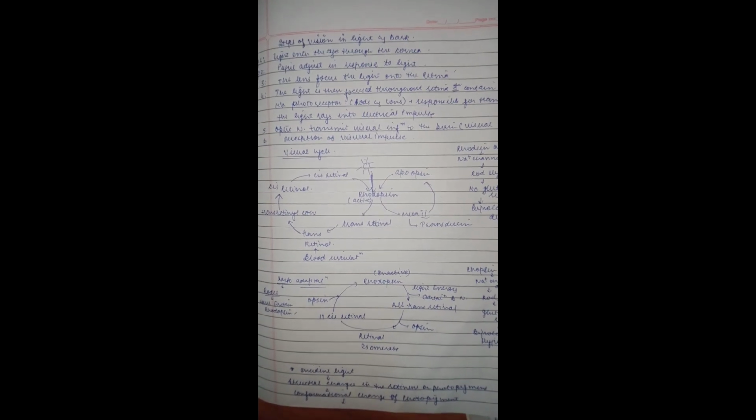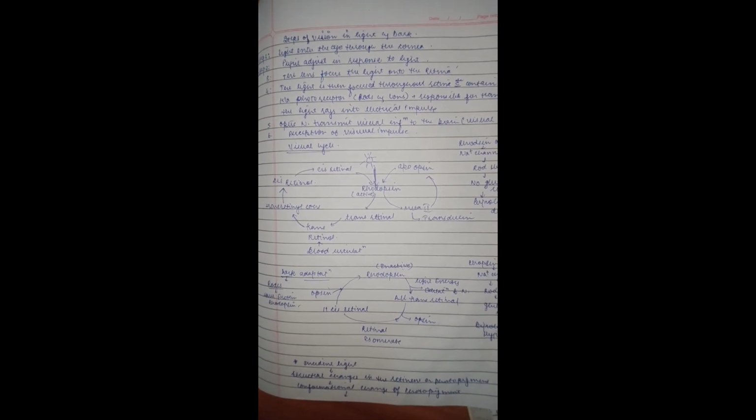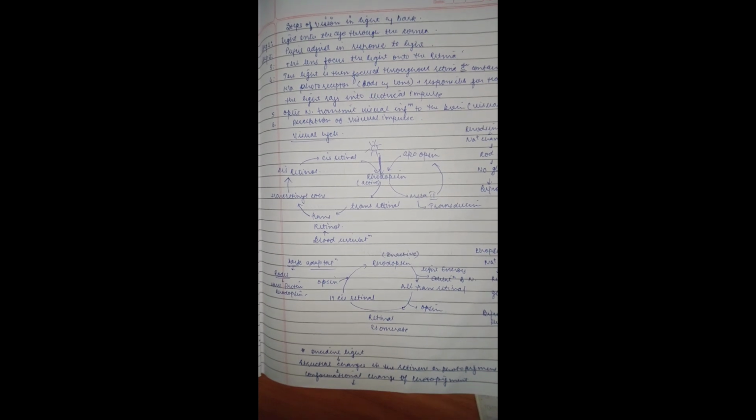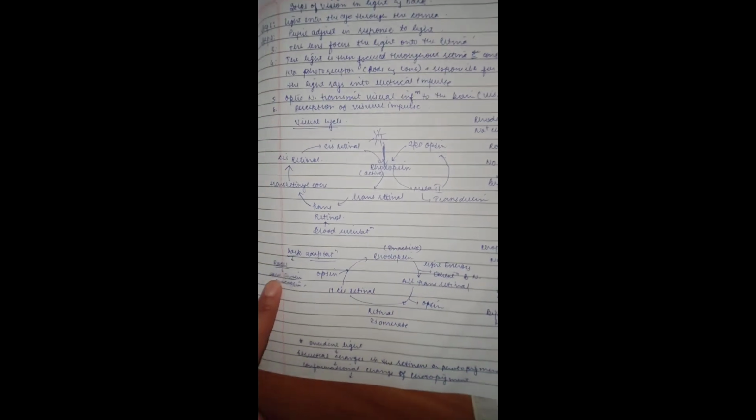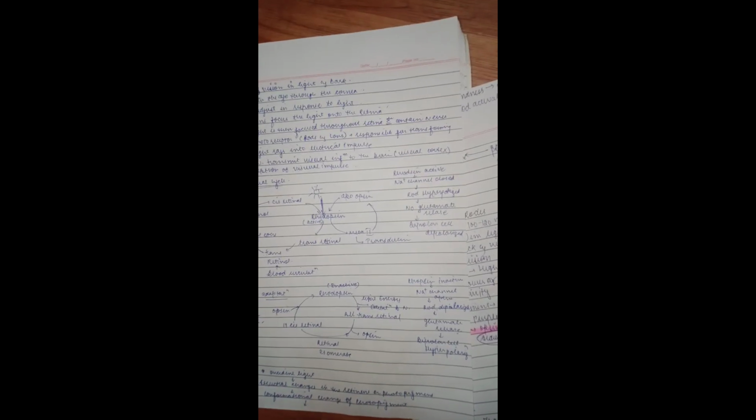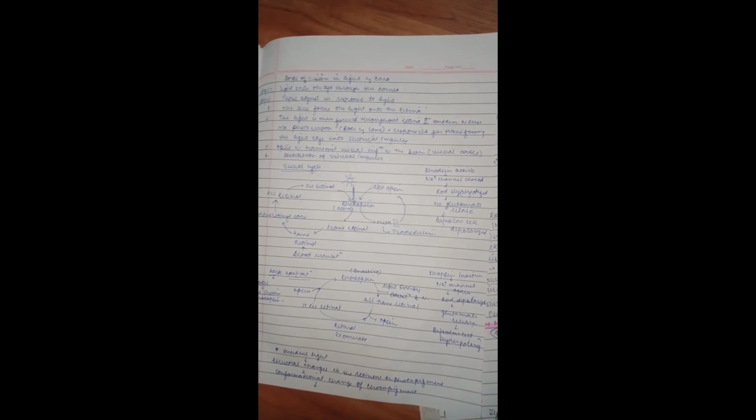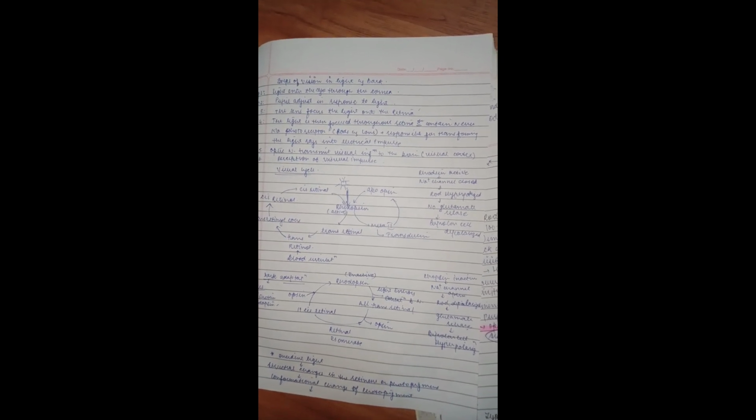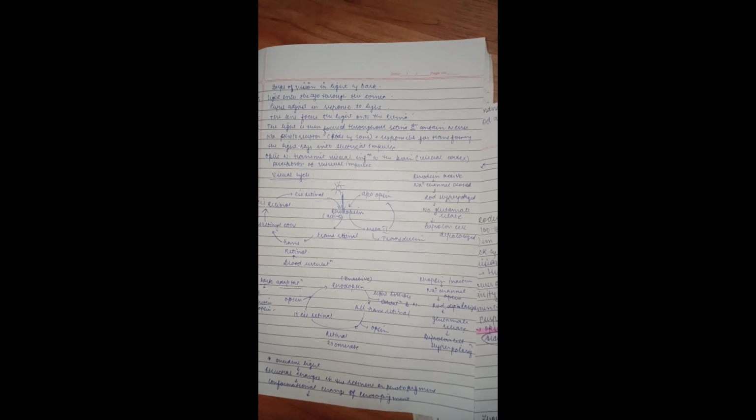The same thing occurs in dark adaptation, but in dark adaptation the rods have a protein called rhodopsin. This rhodopsin protein is inactivated when light enters, and excitation of the nerves occurs.